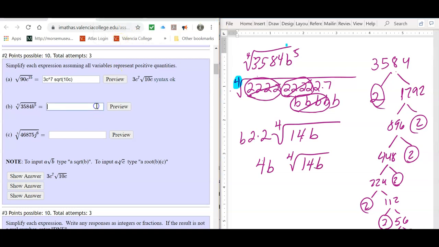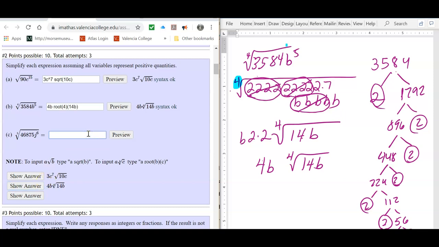So putting it in here, it'd be 4b, and then a space. And then since this is not a square root, I have to enter in root, and then whatever my root is, and then in another parentheses, whatever my radicand is. Oh, I think I left out the 14. Put that in. And then check to make sure it's the same. And we'll check our answer, and we got it right.